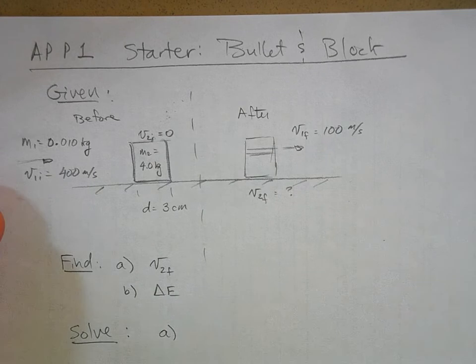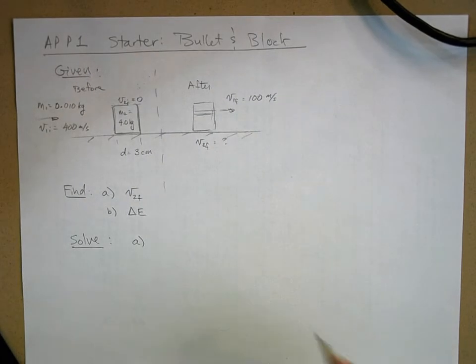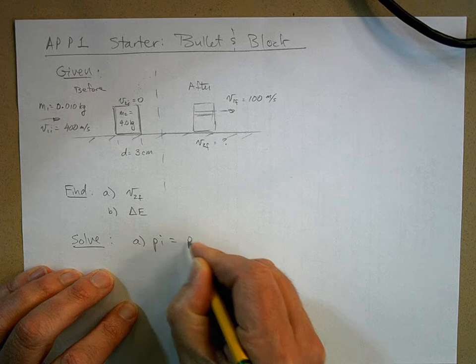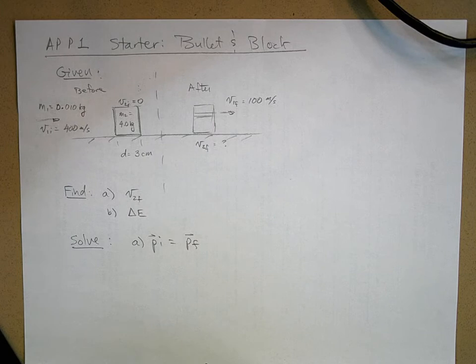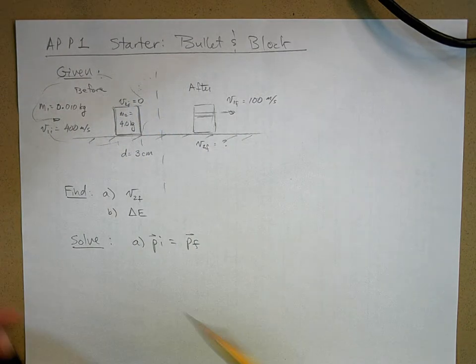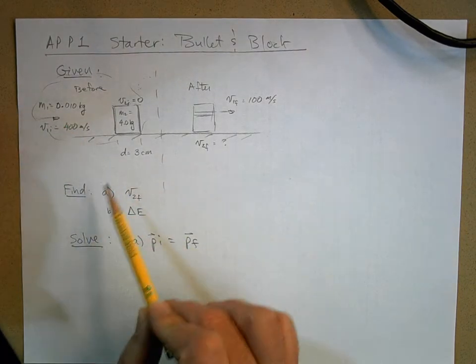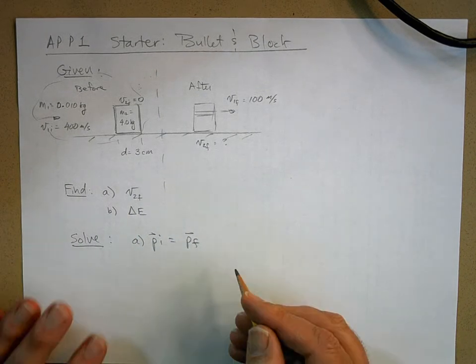Anytime you have a collision, please start the problem like this. The initial momentum will equal the final momentum. This is true for all collisions, all explosions, any interaction between two objects. If this is your isolated system, yes, there are forces involved, and the bullet gets its momentum changed, but the block also gets its momentum changed. And since we're going to consider gravity negligible, we're going to say that the momentum is conserved.